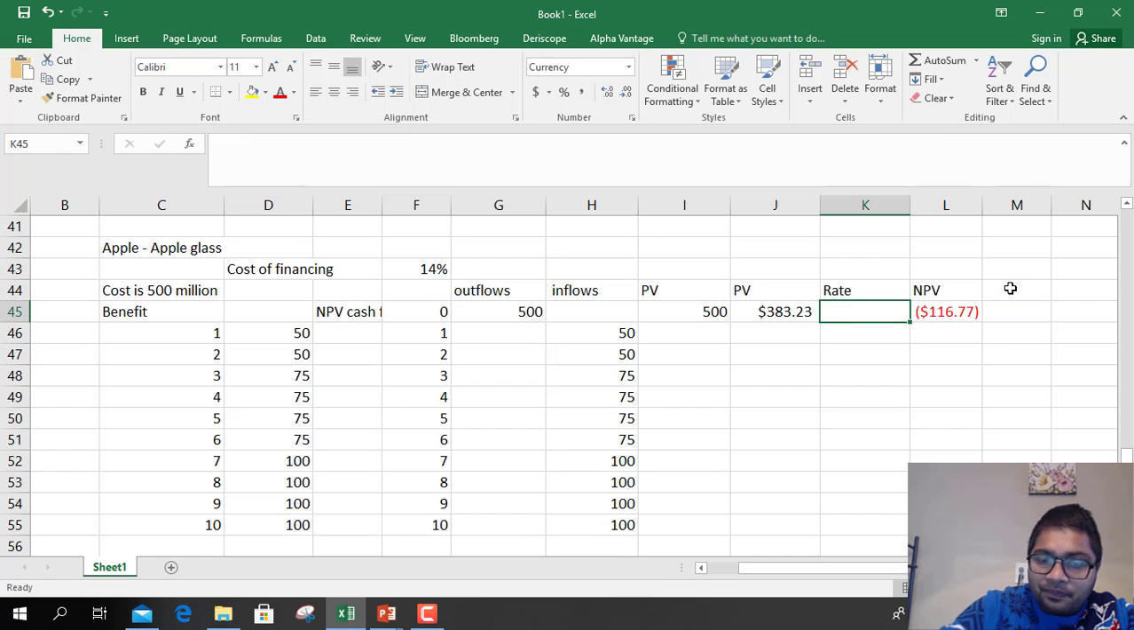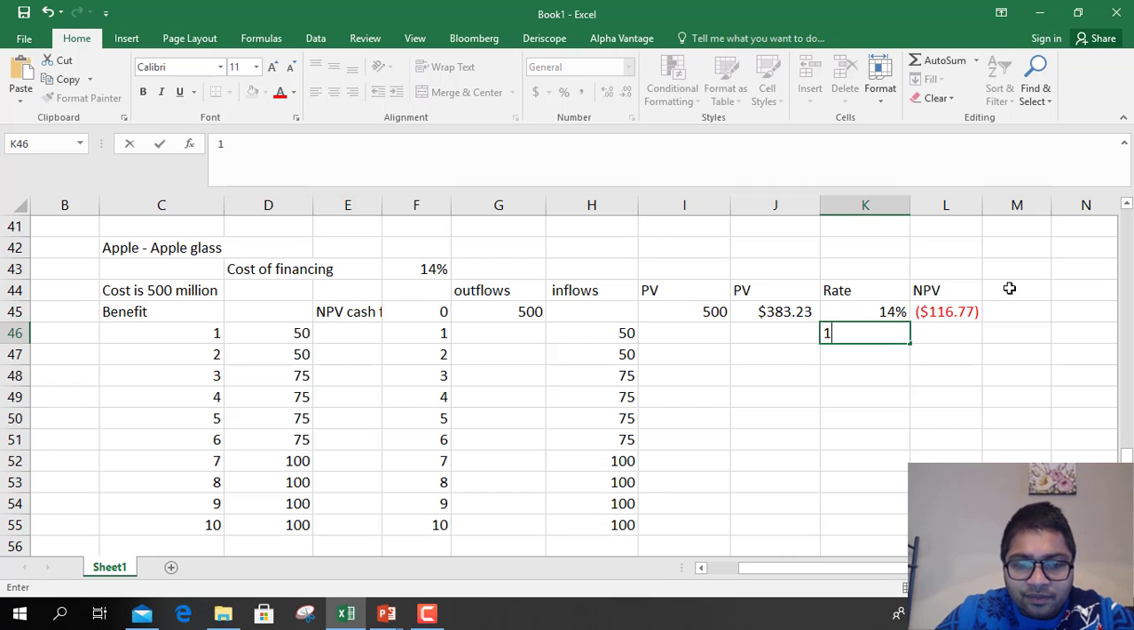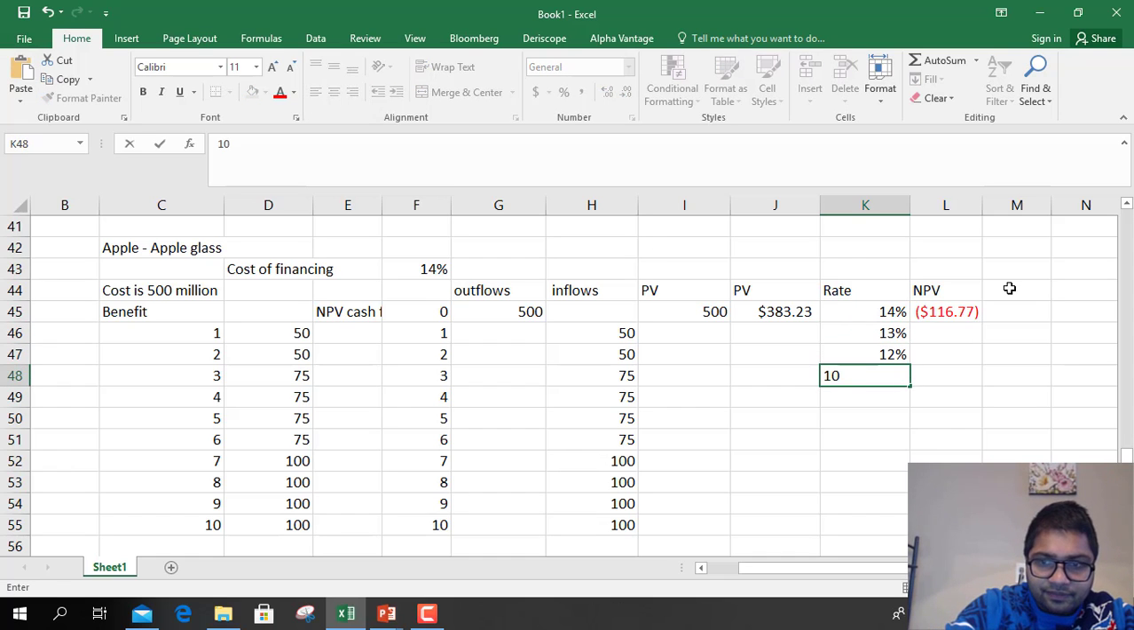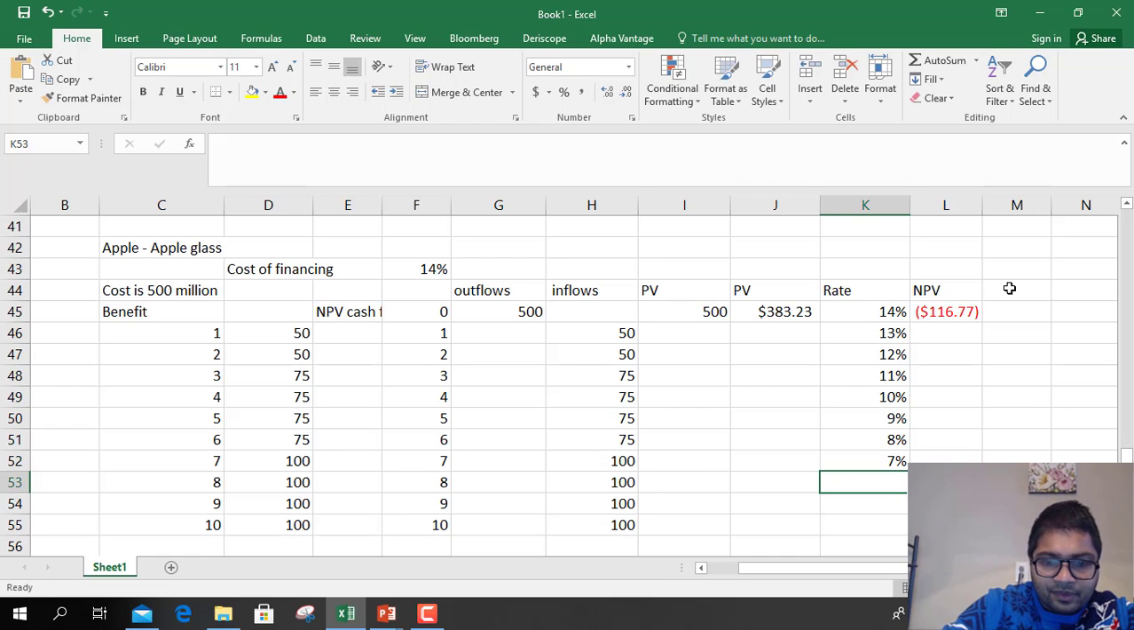So we know that at 14%, this is the NPV. Okay, so let's do 13%, 12%, 11%, 10%, 9%, 8%, 7%. So let's go lower than 7 as well: 15%, 16%, and 17%.